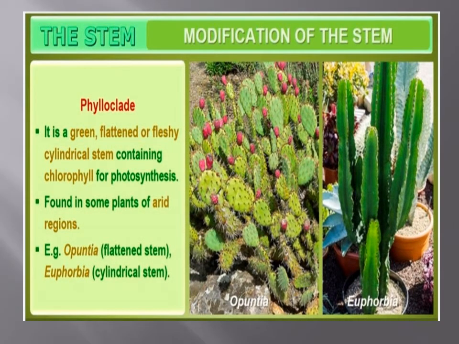Phylloclade for assimilation of food. Some plants of arid region modify their stems into flattened structures. Example, opuntia, or fleshy cylinder. Example, euphorbia. Such stems are green and carry out photosynthesis as the leaves are modified into spines to prevent water loss.